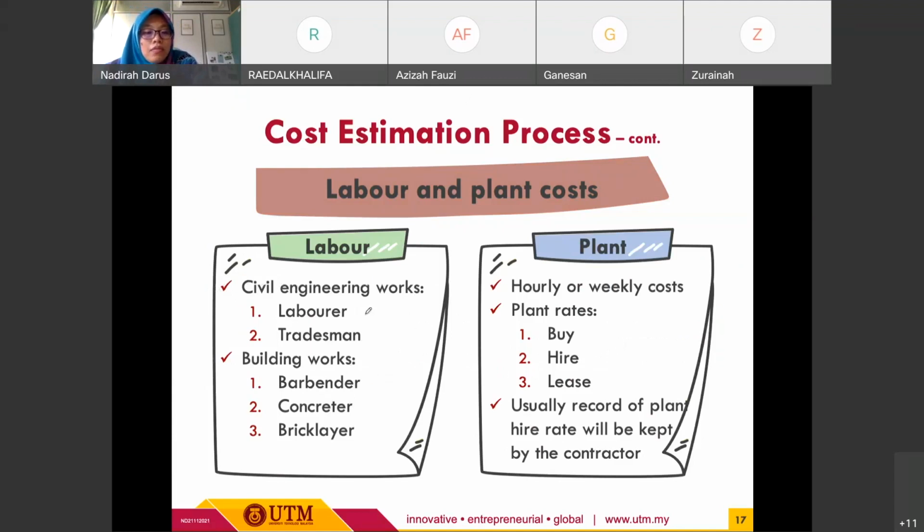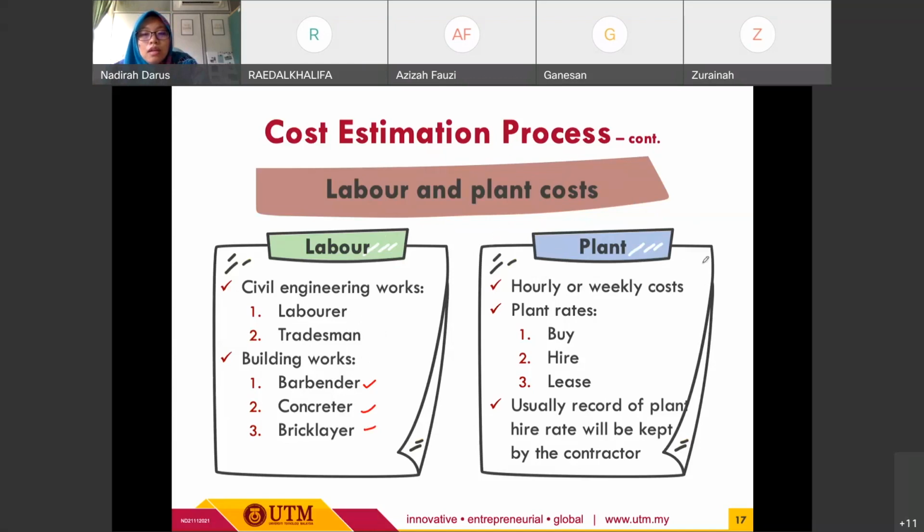Okay, for civil engineering, the common manpower or workers that we need are laborers and tradesmen. And then for building works, these three types of workers are the common labor that we need to construct the project. For sure, we have other detailed types of labor requirements, depending on the type of project to be constructed.